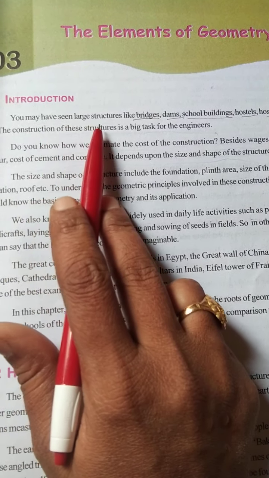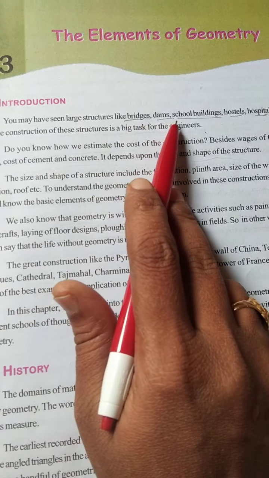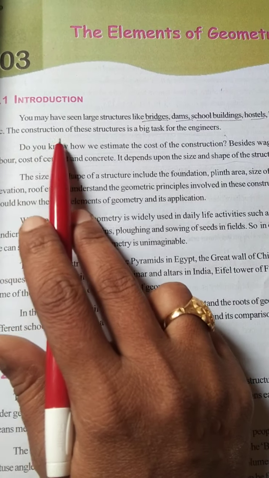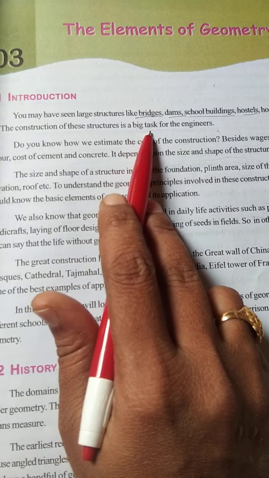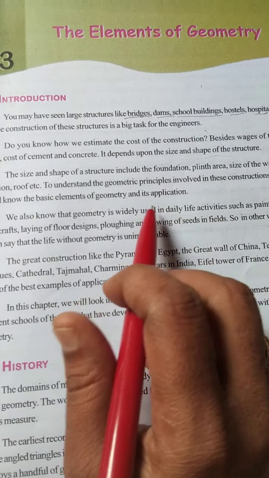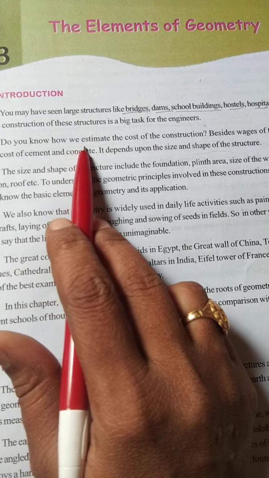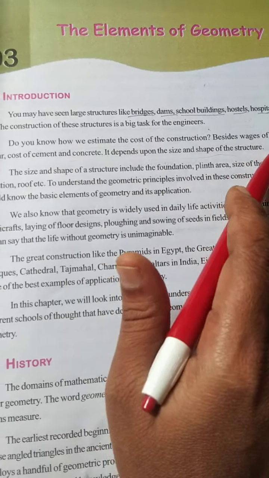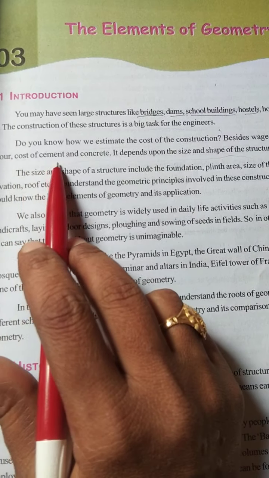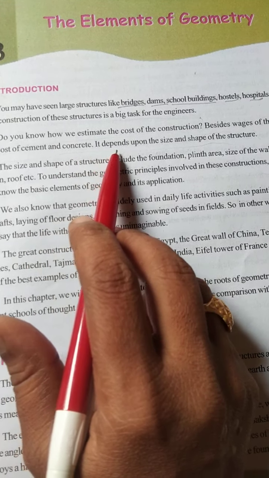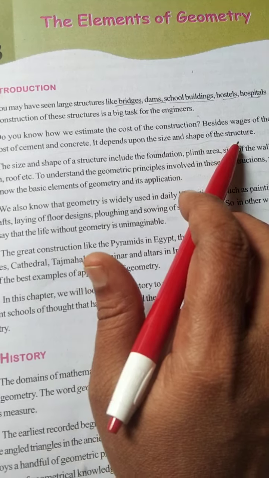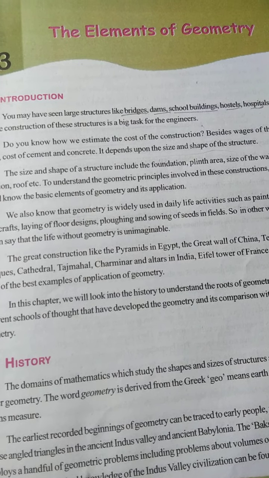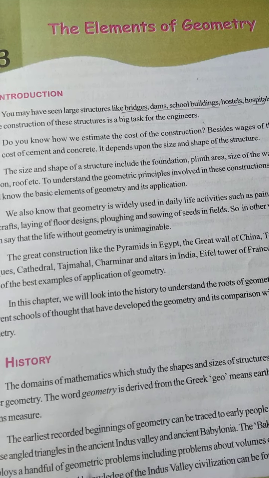You may have seen large structures like bridges, dams, school buildings, hostels, hospitals, etc. The construction of these structures is a big task for engineers, right? Do you know how we estimate the cost of the construction? Besides wages of the labor, cost of cement and concrete, it depends upon the size and shape of the structure. Based on the size and shape of the structure, we can estimate the cost of construction of that shape.